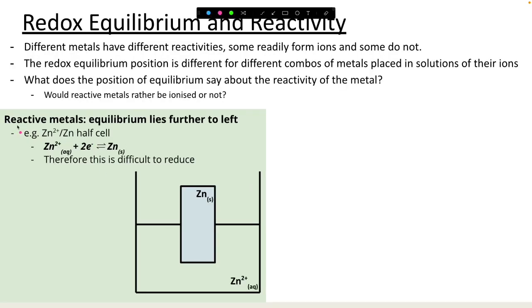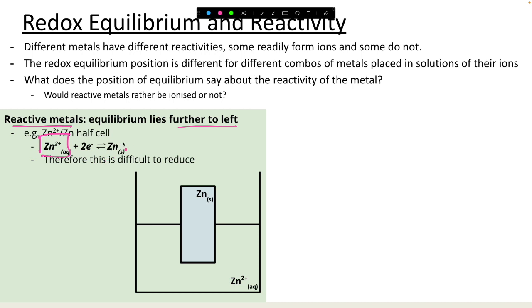So let's consider where we've got a reactive metal, a more reactive metal, relatively speaking. In this instance, equilibrium lies further to the left. Well, let's think about that. We've just said that we have a reactive metal. So the reactive metal is going to want to stay in the oxidized form. It wants to react, it wants to lose the electrons.